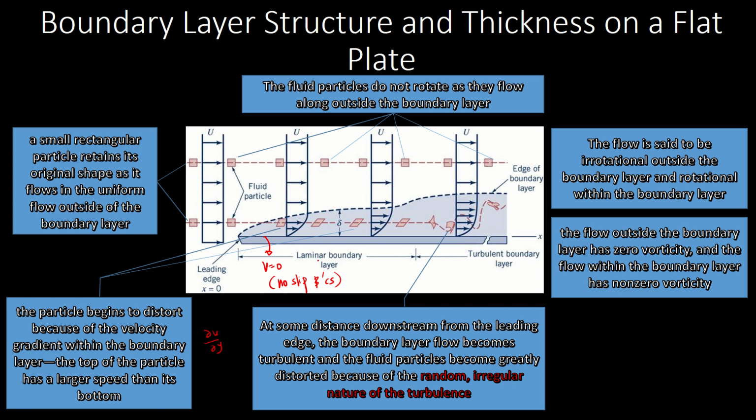At some distance downstream from the leading edge, the boundary layer flow becomes turbulent. The fluid particles become greatly distorted, so the change of fluid particles is tremendous, because of the random, irregular nature of the turbulence.